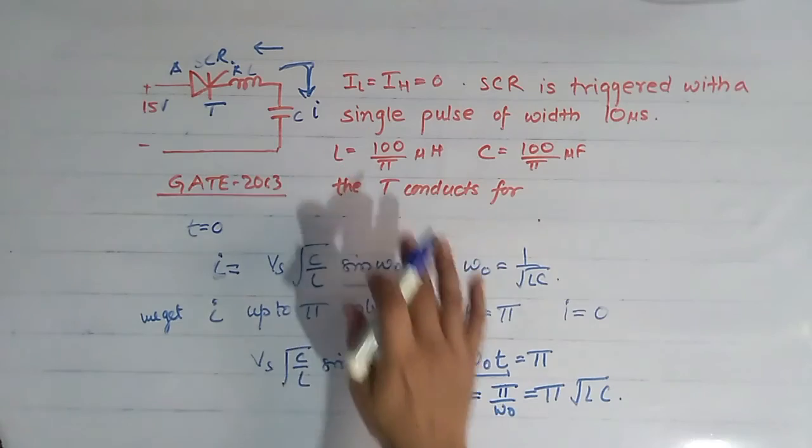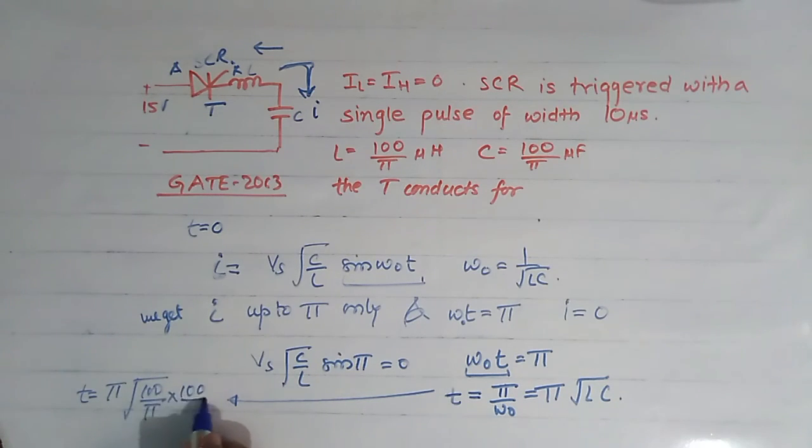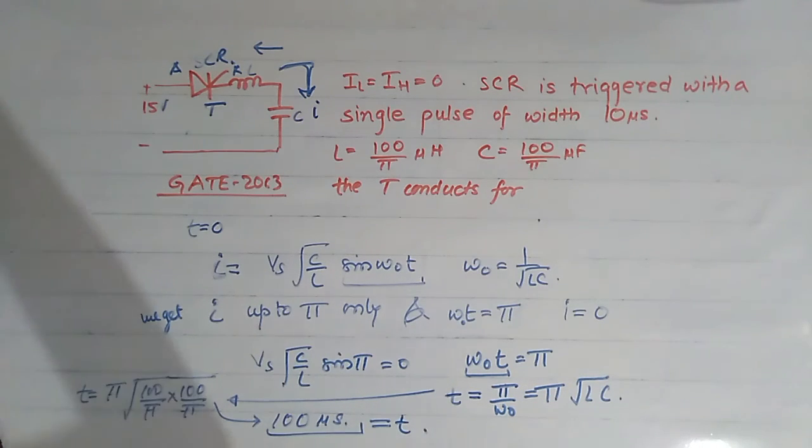What is L? That is 100 upon pi. C is also 100 upon pi. So we simply get T is equal to pi into root of 100 upon pi into 100 upon pi. On solving this, pi will cancel out, so we simply get 100 microsecond. So 100 microsecond is the time for which this thyristor conducts.